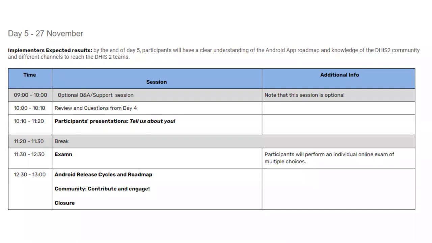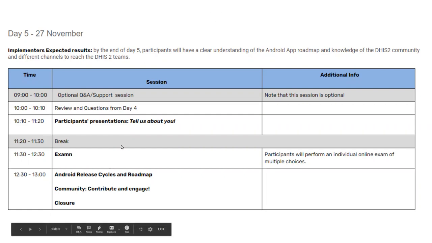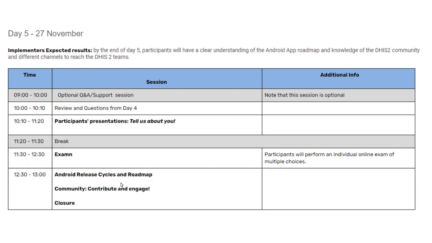And after that, we will have a closing session, in which we will share the releases and roadmap plans for 2021 for the Android app. And then we will talk about the community. How can we keep in contact after this academy? How can you engage, if not already, with the Android app and the DHIS2 community in general? So I don't think we need to spend more time on this. I hope everything was clear.